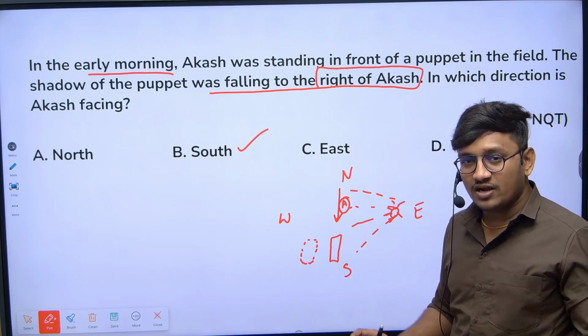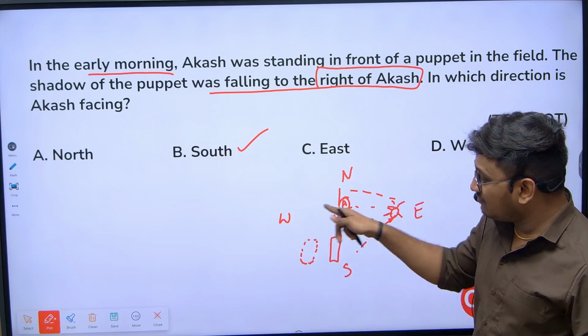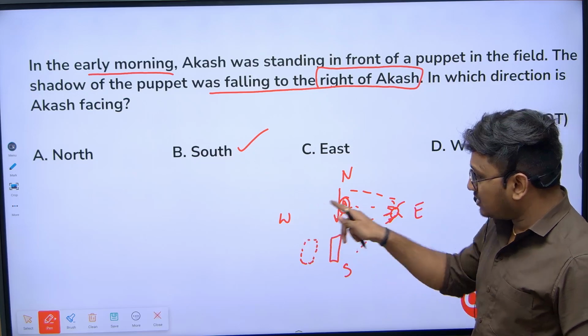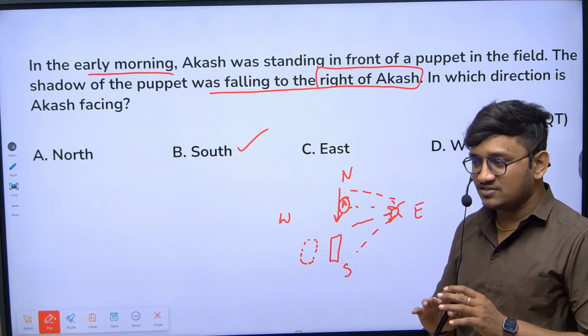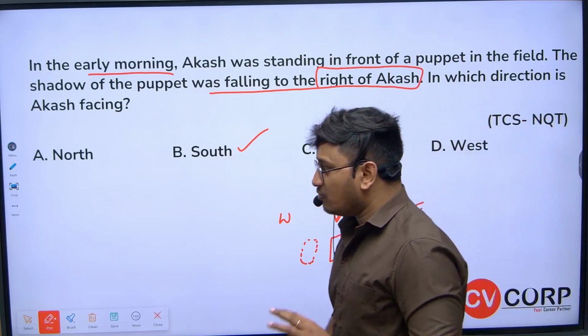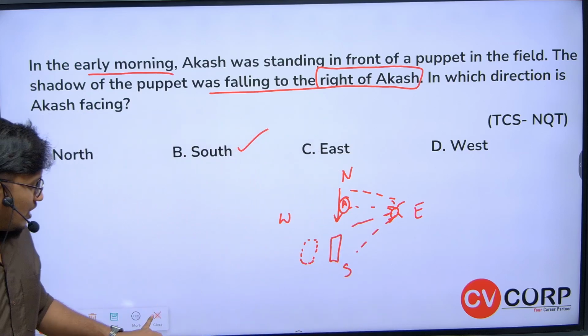Sometimes they may give you a condition in the evening. In the evening, obviously the sun will be on the west side, so the rays will fall like this and the shadows will fall on the east side. That's the only thing you should have clarity on when you are solving questions on shadows. I hope you all are clear with this.